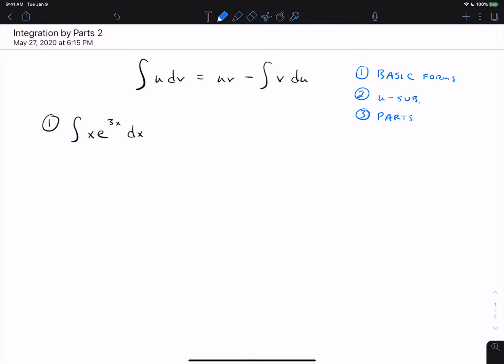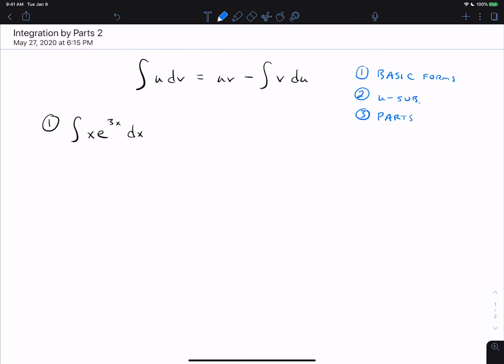That's a general approach that works on a lot of integrals, not every single time, but it's something that you can think about when you're approaching an integral in general. So basic forms, and then u substitution, and then parts. Okay, so once we decide we're going to try to do parts, we want to look at what happens within the integration by parts formula.